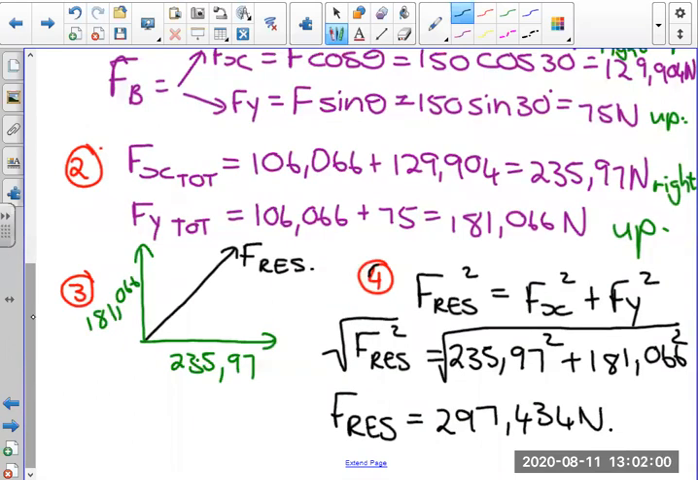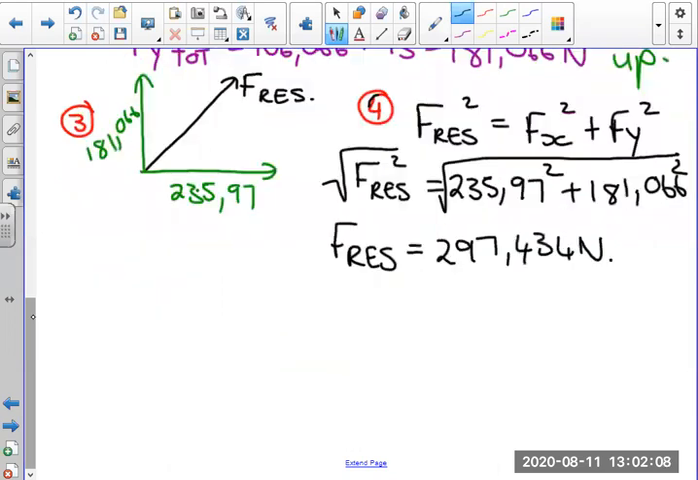Say, for instance, they didn't say magnitude. They just say that you have to work out the resultant force. What is step 5? Step 5 will be to work out the angle. And when we work out the angle, we say tan theta equals opposite over adjacent. Now it's this angle that we use. Can you see this one?